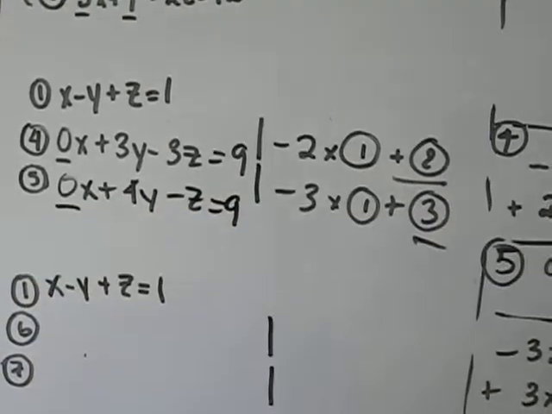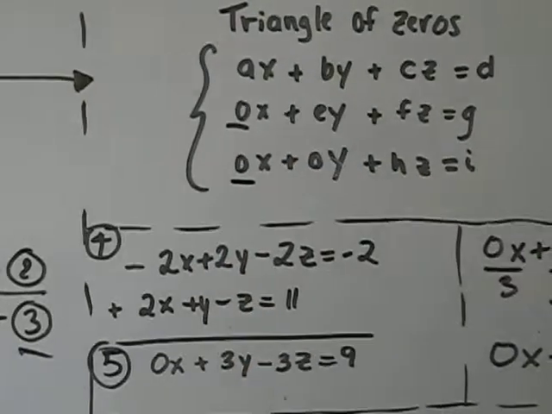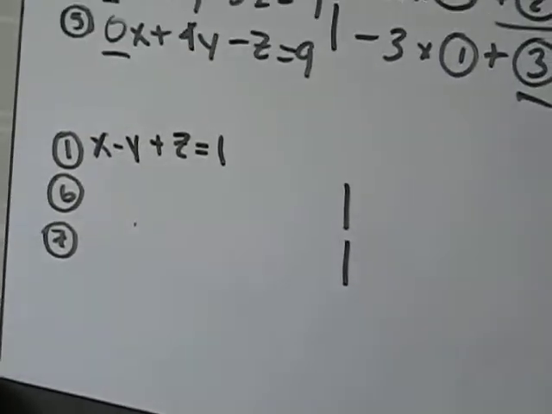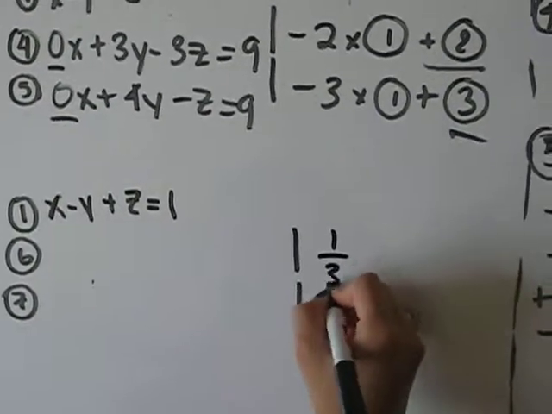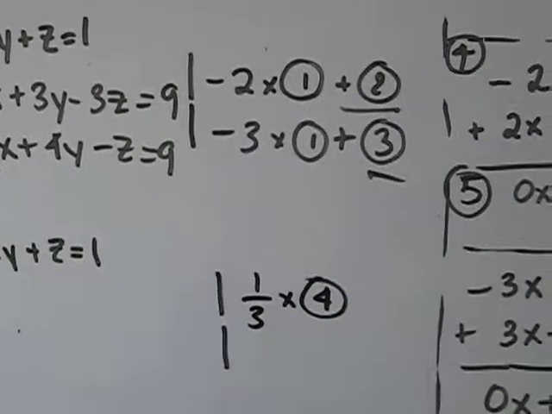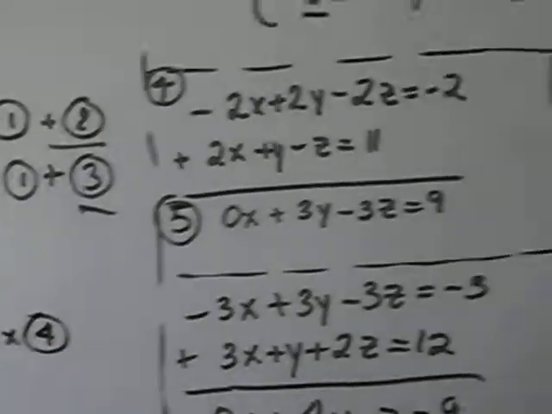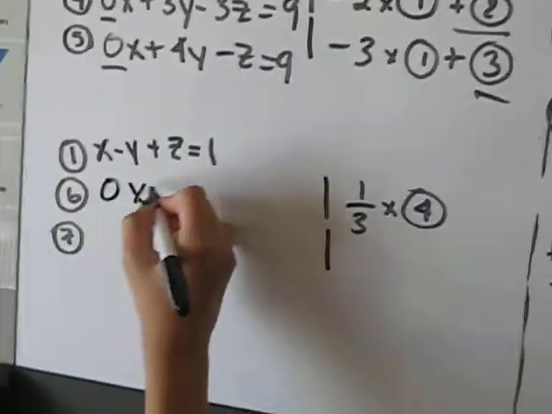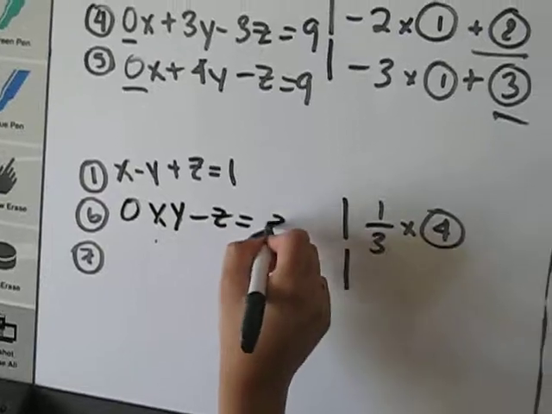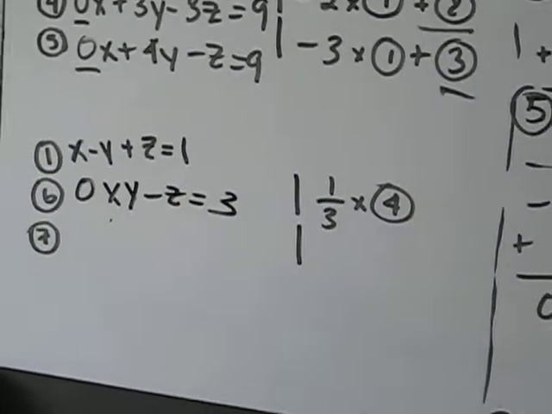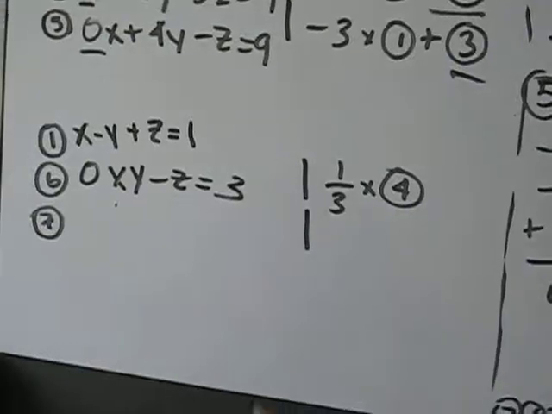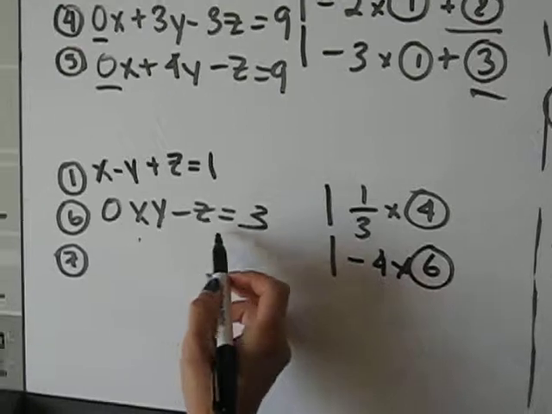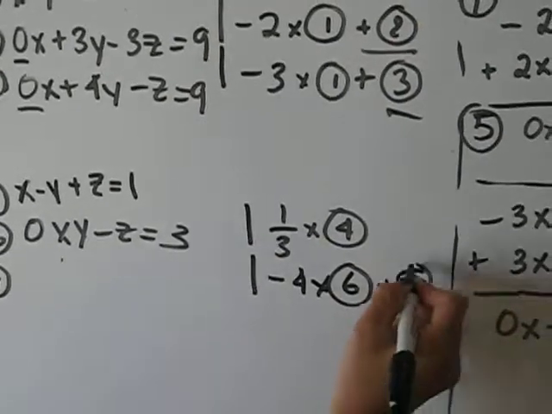As you can see, we have the first zero that we need, but we still need to get the zero for the y. So keeping the first equation the same, we're going to multiply equation number 4 by 1/3, which is just the same as dividing it by 3. So if we go over here, we can divide everything by 3 and you would get 0x plus y minus z equals 3. Now we're doing this so that for the next equation, we would multiply equation number 6 by -4 and add it to equation number 5.